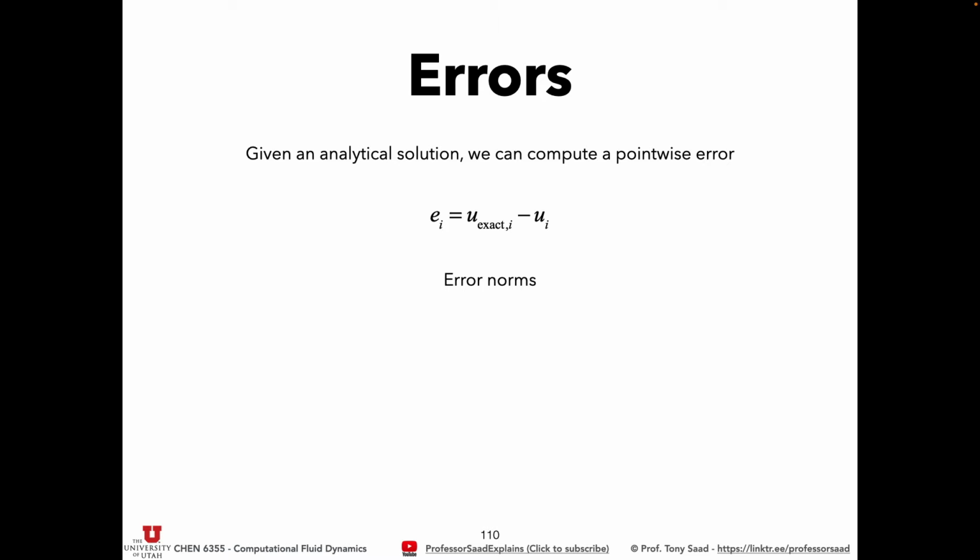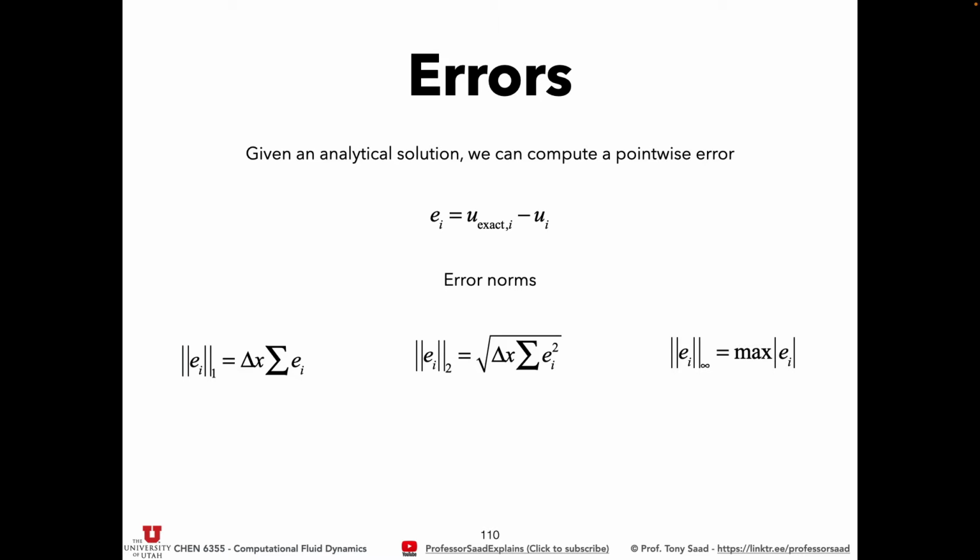Or you want to compute an average Pythagorean error, the square root of the sum of all the errors squared, right? Some measure of the error. These are called error norms, and typically 3 error norms that we use in computational fluid dynamics are the L1, L2, and L infinity error norms.